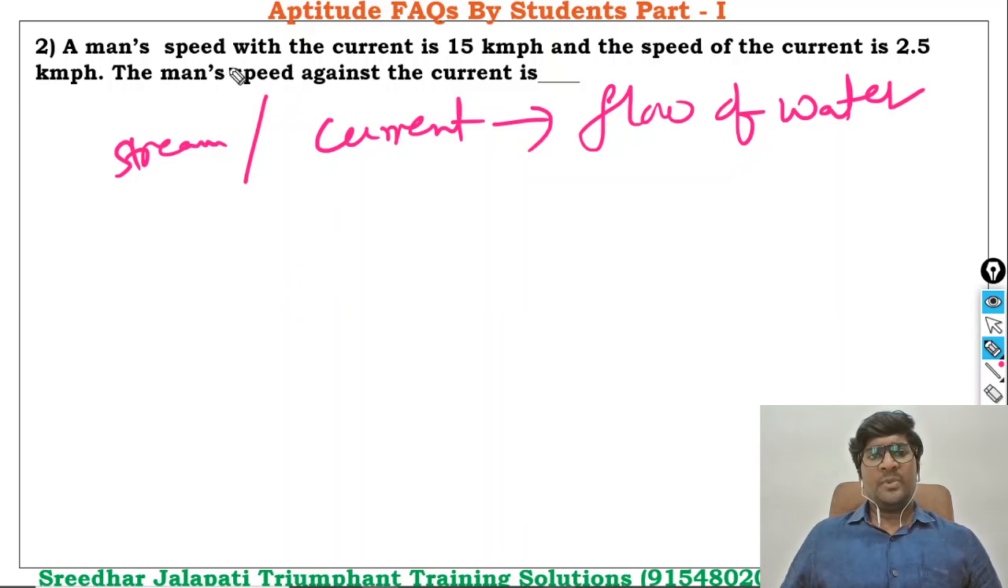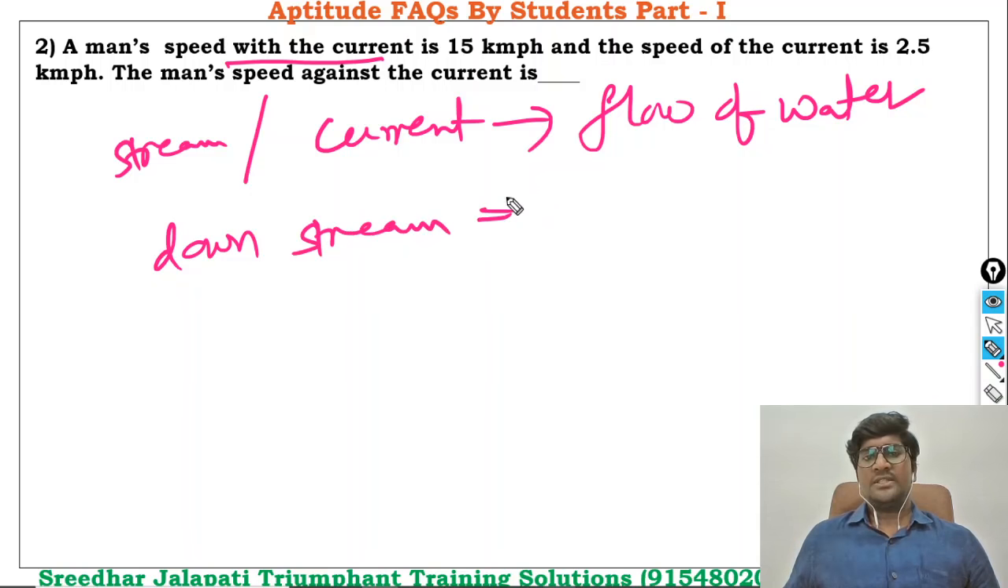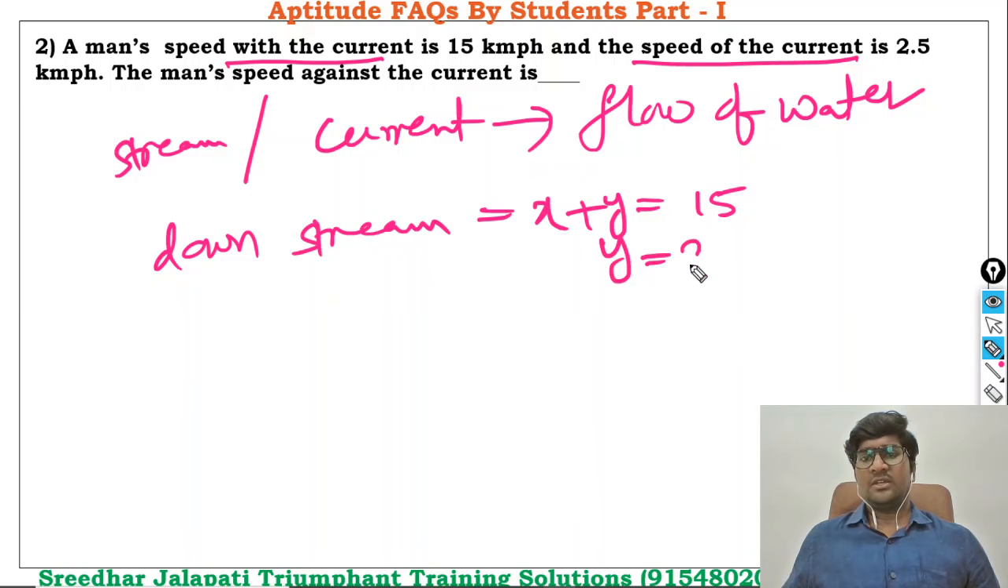A man's speed with the current, in the sense with flow of water, is nothing but downstream. So downstream speed, that is, if man's speed is x, water speed or current speed is y, then downstream speed x plus y is given as 15. Speed of the current, that is y, is given as 2.5. So if I simplify, I will be getting x as 12.5, because x plus 2.5 is 15, so x is 12.5.